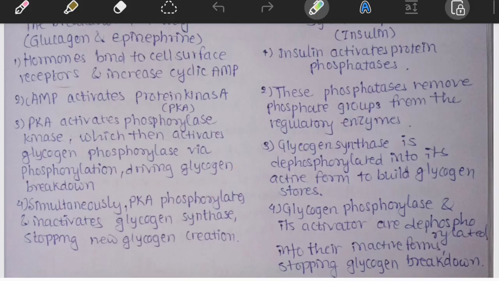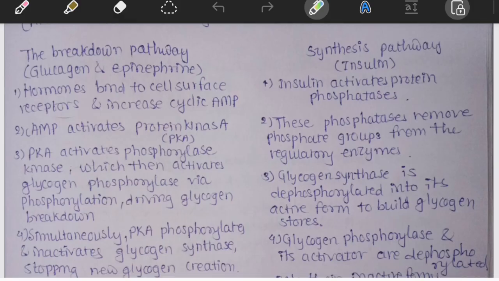Here's the synthesis pathway. Now imagine you have just eaten, the blood glucose rises and insulin is released. The goal is exactly the opposite: store glucose, not break it. Insulin activates protein phosphatases, unlike kinases, phosphatases remove the phosphate groups, and these phosphatases remove phosphate from the glycogen synthase. Once dephosphorylated, glycogen synthase becomes active and glycogen synthesis begins.